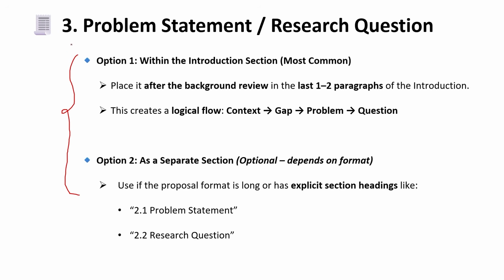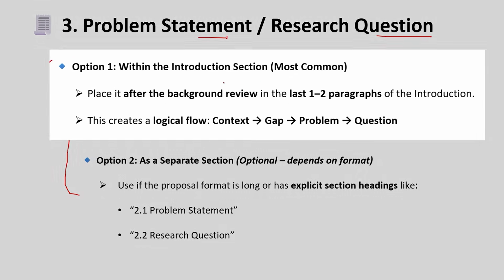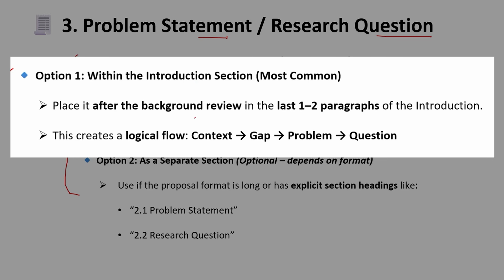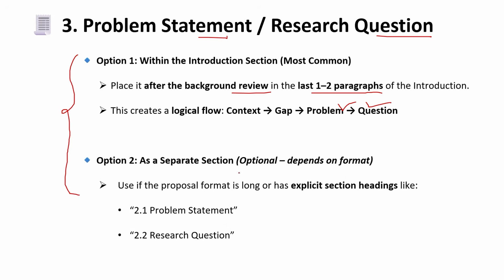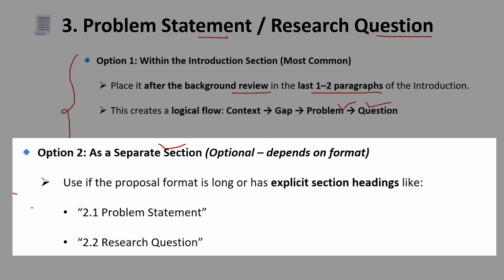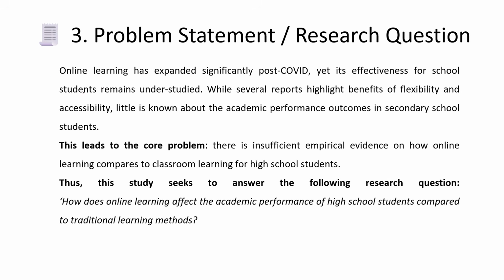Let us say you are including this problem statement and research question within the introduction and background section. Then right after the background review or literature review, in the last 1 to 2 paragraphs, we need to include this problem and research question. However, if you are using a separate section, then under that, using subheadings, we can include problem statement and research question. So I have given this for your understanding. Simply, this is a kind of background review, meaning what research has been carried out and what the lacunas still are. After discussing this in your introduction and background section, in this way you can include your core research problem and research question.